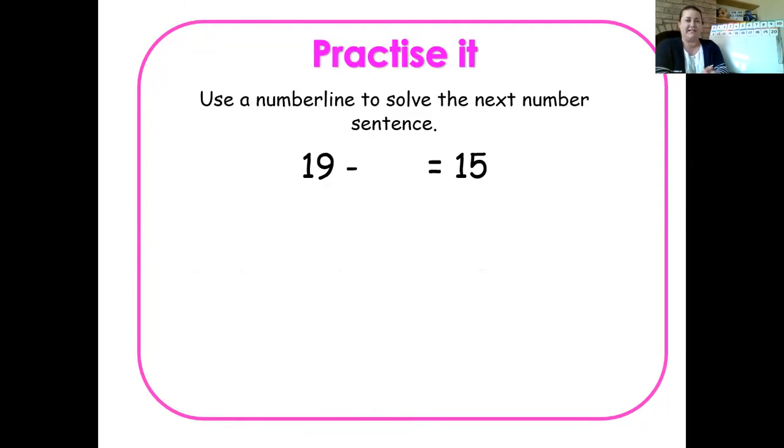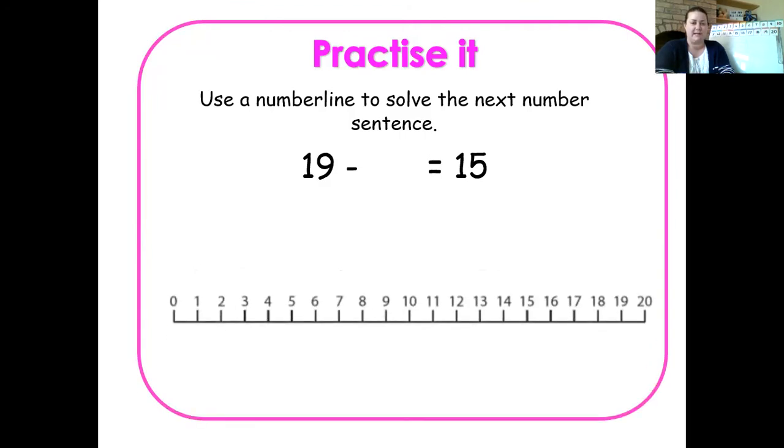Okay, so your turn now to practice. So you're going to need to pause the video in just a moment, and you are going to solve the missing number. Okay, so at the moment it says 19 take away something equals 15. So you're going to use your number line. Think about what we just did a moment ago. So what number are you going to start on? What number do you need to jump back to? Okay, so pause the video if you need to and work out how many jumps do you need to do to get from the number 19 to the number 15.